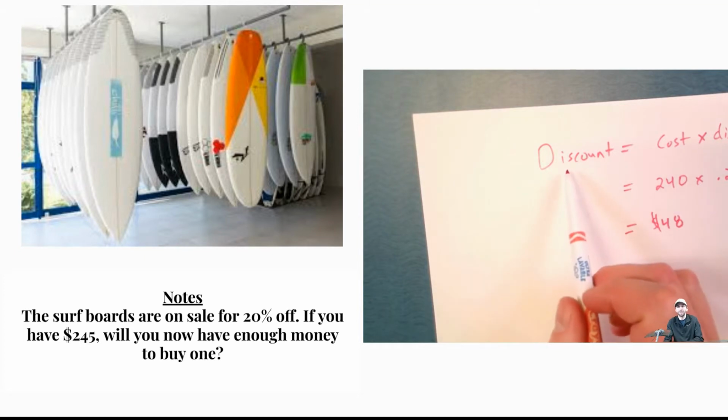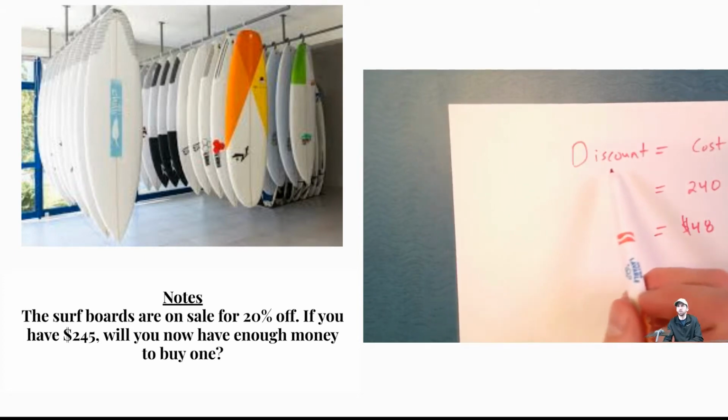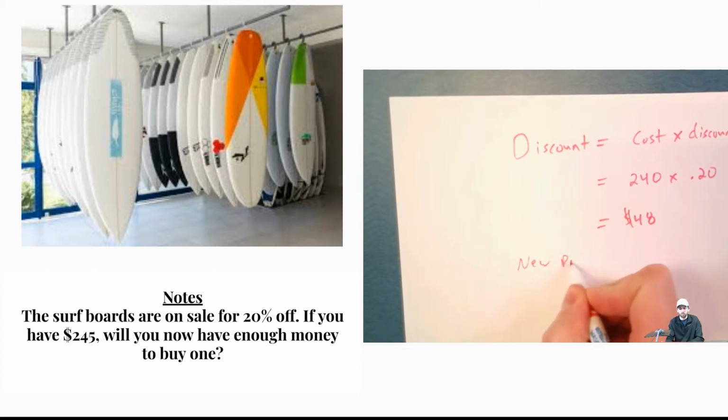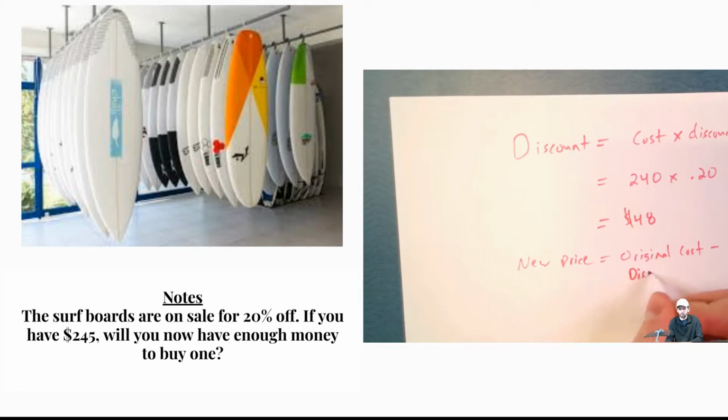So in order to determine the discount, we need to take our cost, multiply by the discount. If you want to know what the new price is, the new price is going to be our original cost minus the discount. So we take our original cost, $240, and minus $48, which is going to leave us with $192.